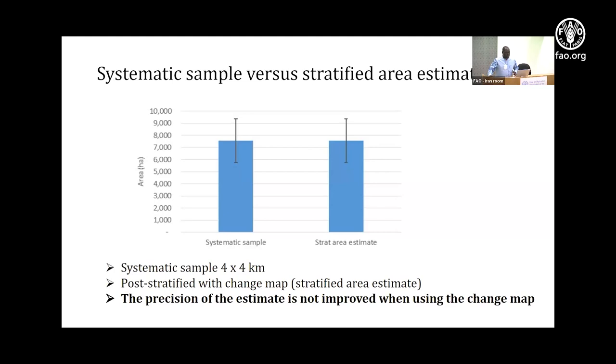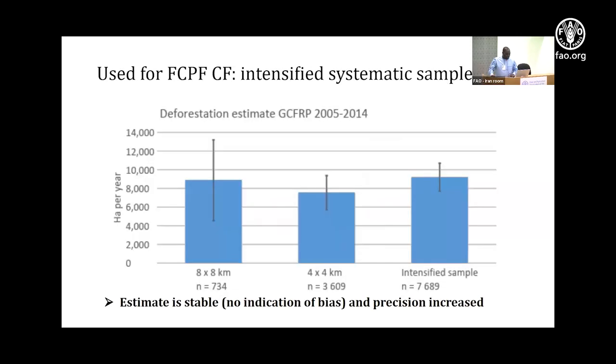So we compare the systematic sample to stratified area estimates. And we see that the more the area, the points were intensified, the accuracy rather gets better. And there's no real change using the strata and the land use as a base for the classification. So rather using the sampling would be good.